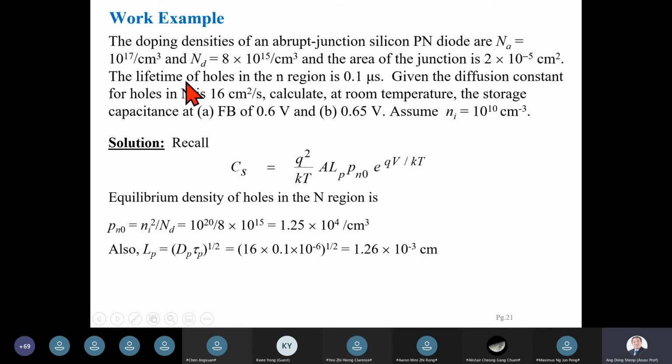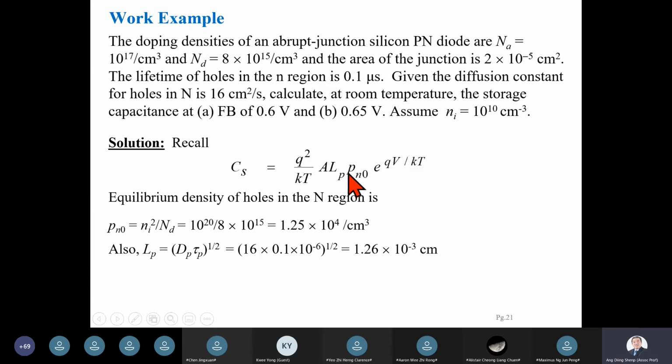The lifetime of the holes in the quasi-neutral N region is given by 0.1 microsecond. The diffusion constant, or the diffusivity, or the diffusion coefficient, is 16 cm squared per second. Calculate the storage capacitance for two different cases, 0.6 volt forward bias and 0.7 volt forward bias. So you can recall the expression for CS. There are some terms that you need to calculate before calculating CS.